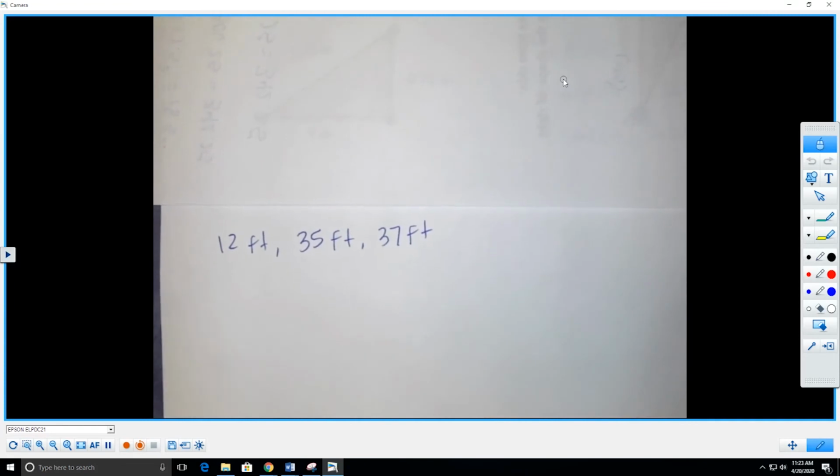So we have 12 feet, 35 feet, 37 feet. As we've done previously, we will use the converse of the Pythagorean theorem to determine if these measures form a right triangle. What do we need to do first? Right, determine which length would be the hypotenuse if this is a right triangle. Which one of these do you think it should be?